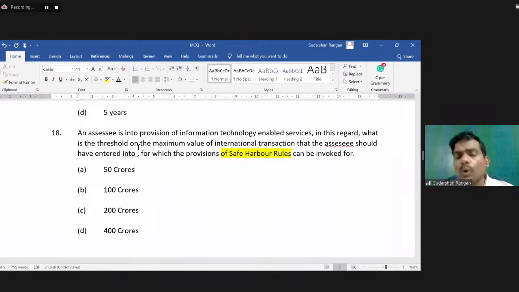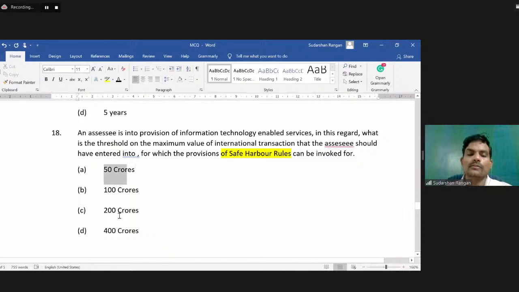So when the assessee provides ITES to its associate enterprise, there is a threshold given, that is the turnover. So not for all ITES, but there is a threshold up to a certain turnover that the assessee does with the associate enterprise. This is a turnover threshold up to which safe harbor can be invoked. So what is that? Whether it's 50 crores, 100 crores, 200 crores, or 400 crores.